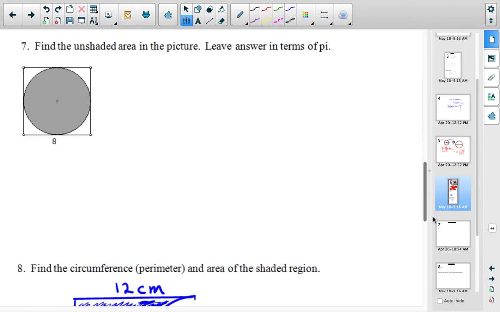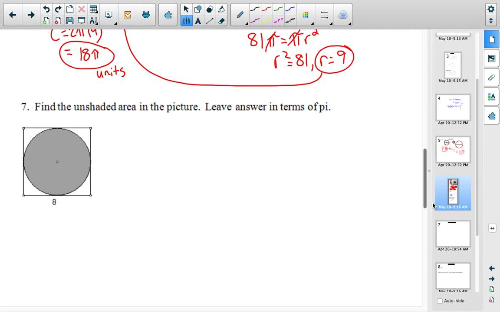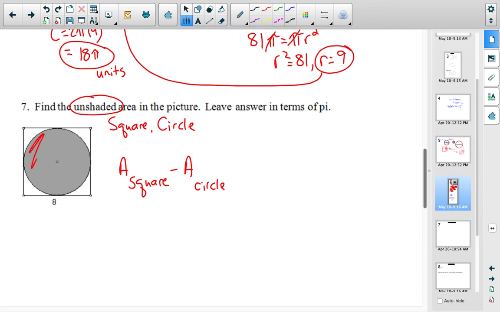And then lastly, we'll just take a look. We're going to get to unshaded and shaded over the next few days, but this is an interesting one. If you look at number 7, to find the unshaded area of this picture, I notice there's two shapes. There's a square and a circle. And if I want the unshaded area, it would be this big square, so I need the area of the square minus the area of the circle. I'm just going to take out this shaded area. And then I would have the unshaded area.